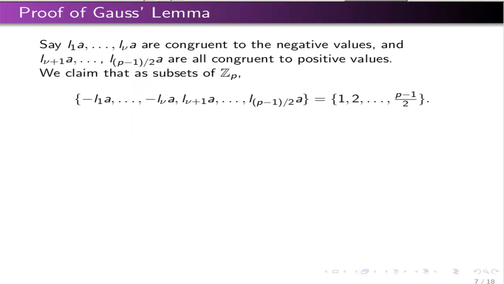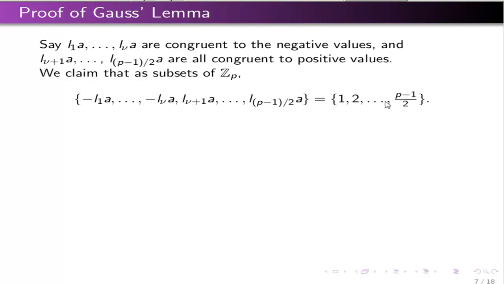Proof of Gauss's lemma. So let's say that L1 A through L nu A are the multiples that are congruent to negative values, and that the remaining multiples are all congruent to positive values. So I claim the following. If you form the set where you take the minus of these new values here, so minus L1 A through minus L nu A, and then I put that together with all of these multiples of A, this forms all of the values from 1 to (P minus 1)/2.